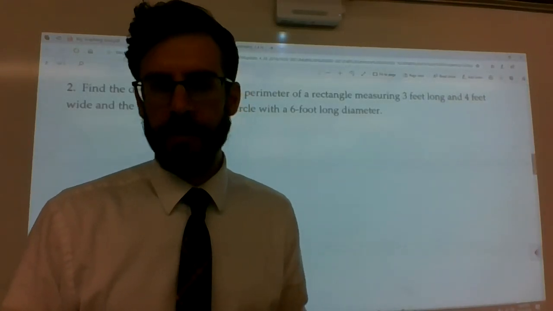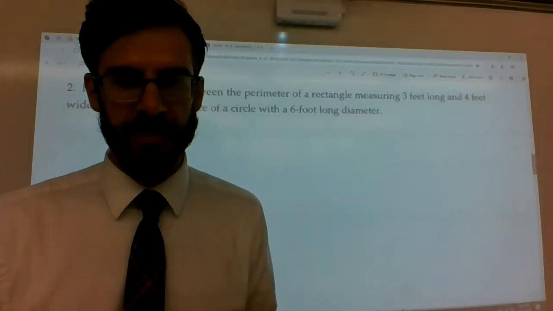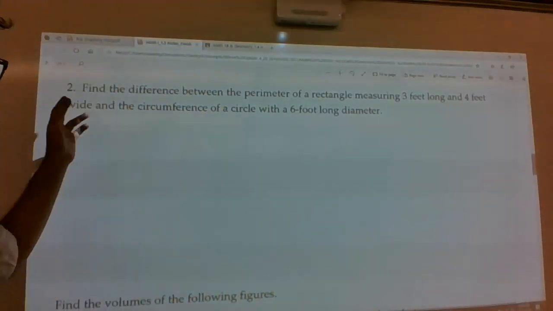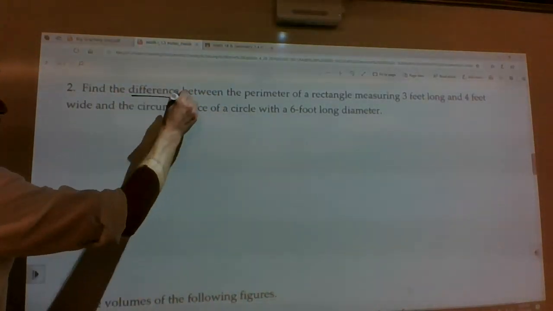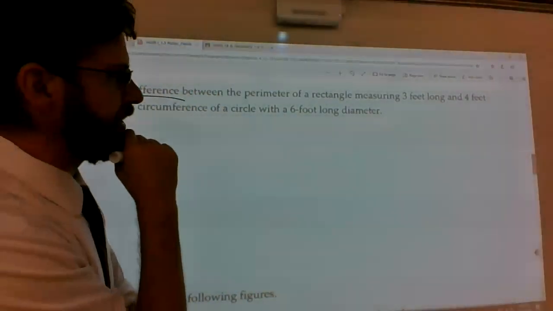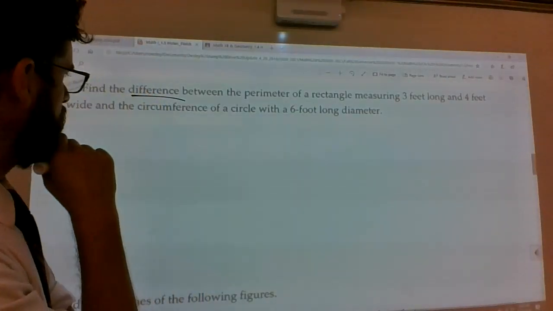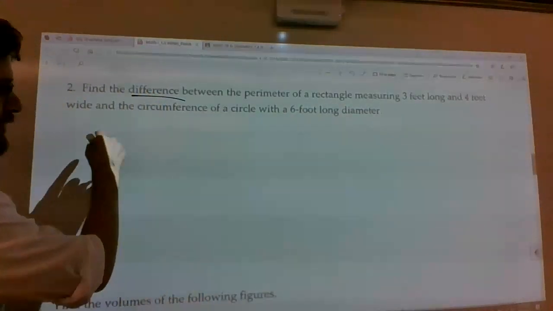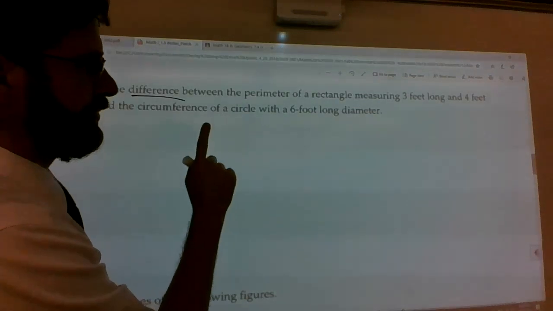I'm back, Math 1. Here is just a continuation of the notes from section 1.5. All right, number 2, it says, find the difference between the perimeter of a rectangle measuring 3 feet long and 4 feet wide and the circumference of a circle with a 6 foot long diameter.